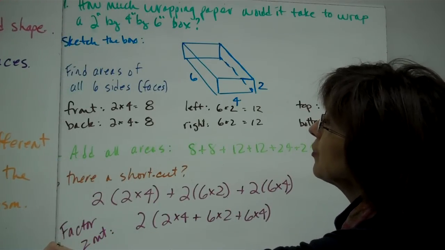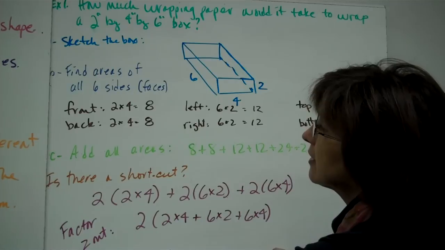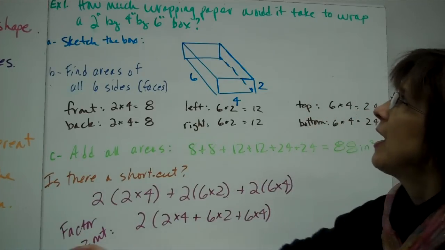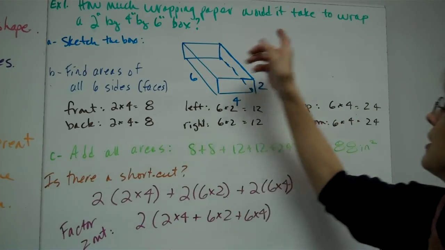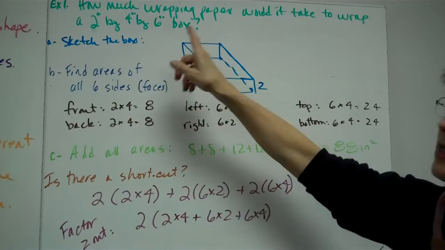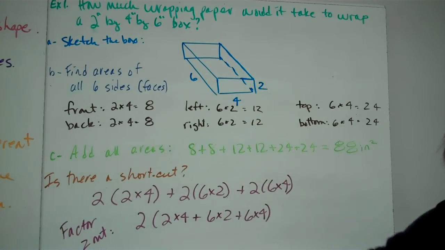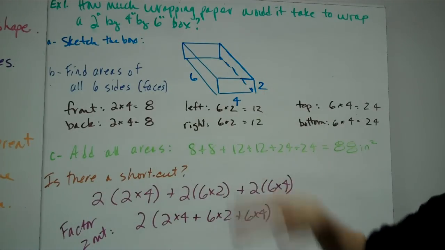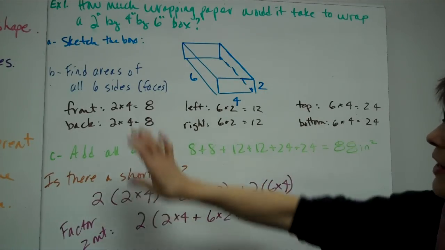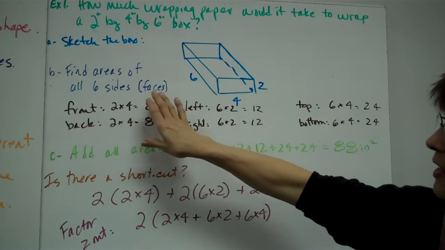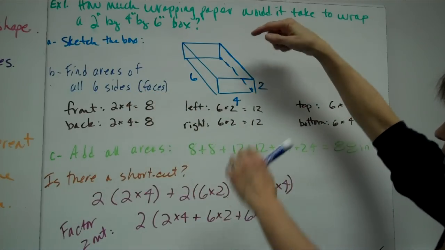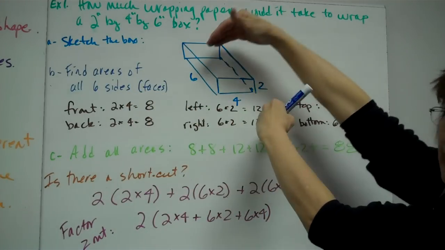All right, number 1. How much wrapping paper would it take to wrap a 2 by 4 by 6 inch box? Okay? First of all, you go ahead and sketch the box if they don't do that for you, and you put in your labels. So you have to find the areas of all 6 sides, or 6 faces. Notice we have a top and a bottom, 2 sides, and a back and a front.